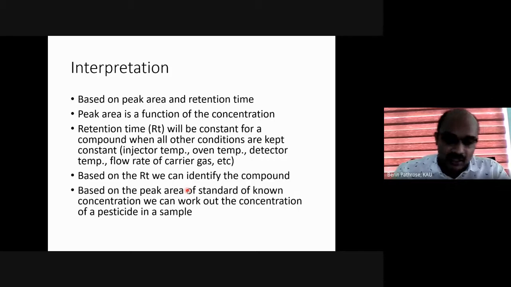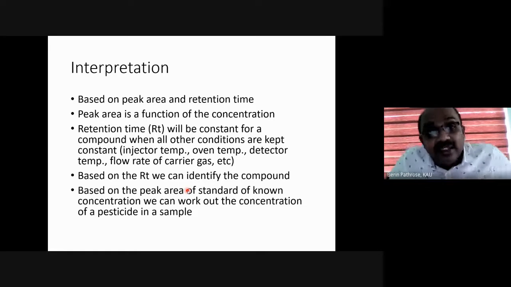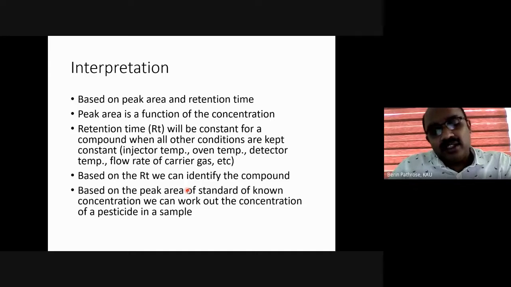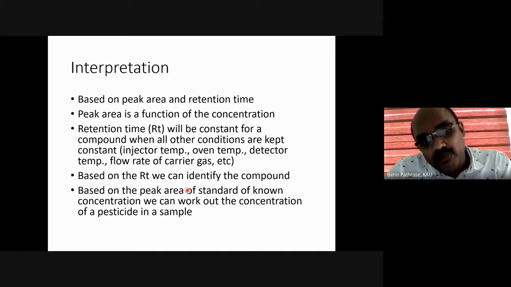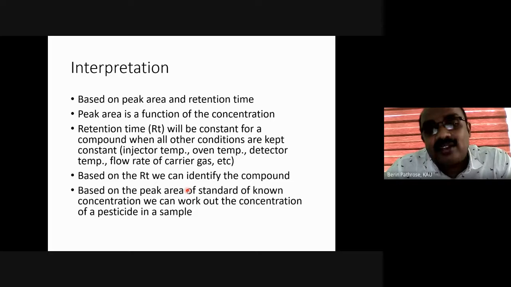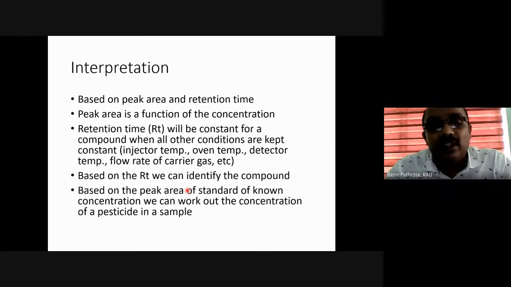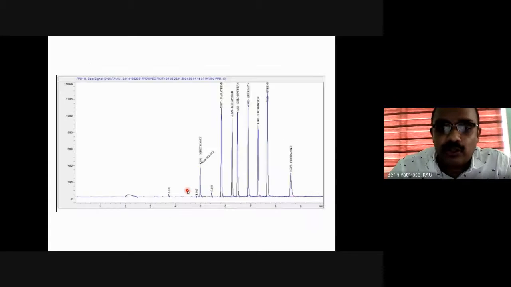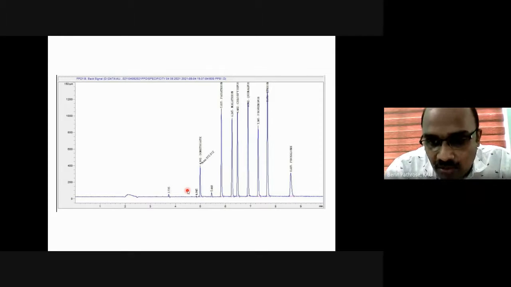And coming to the last part, that is interpretation. The interpretation of this data is based on peak area and retention time. We have discussed peak area and retention time yesterday also. I will show a chromatogram and I will explain. This is the chromatogram of certain pesticides in our lab.